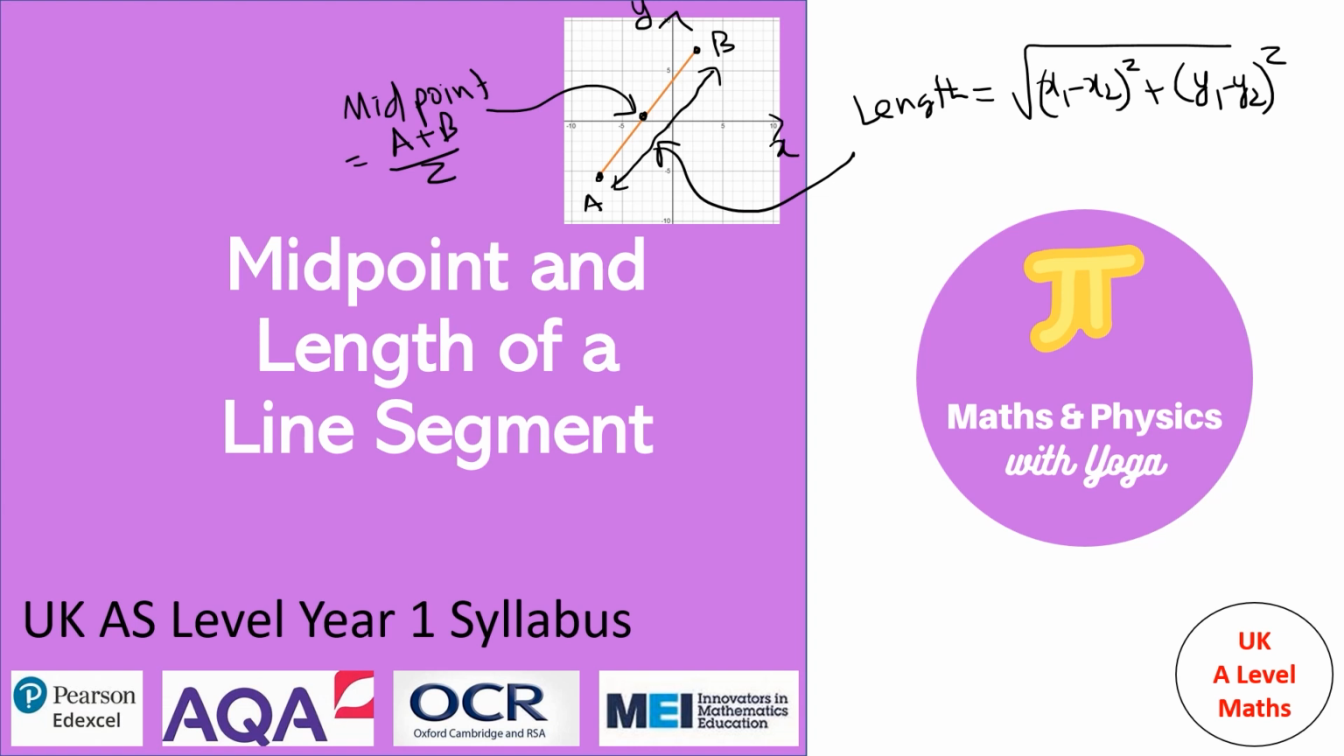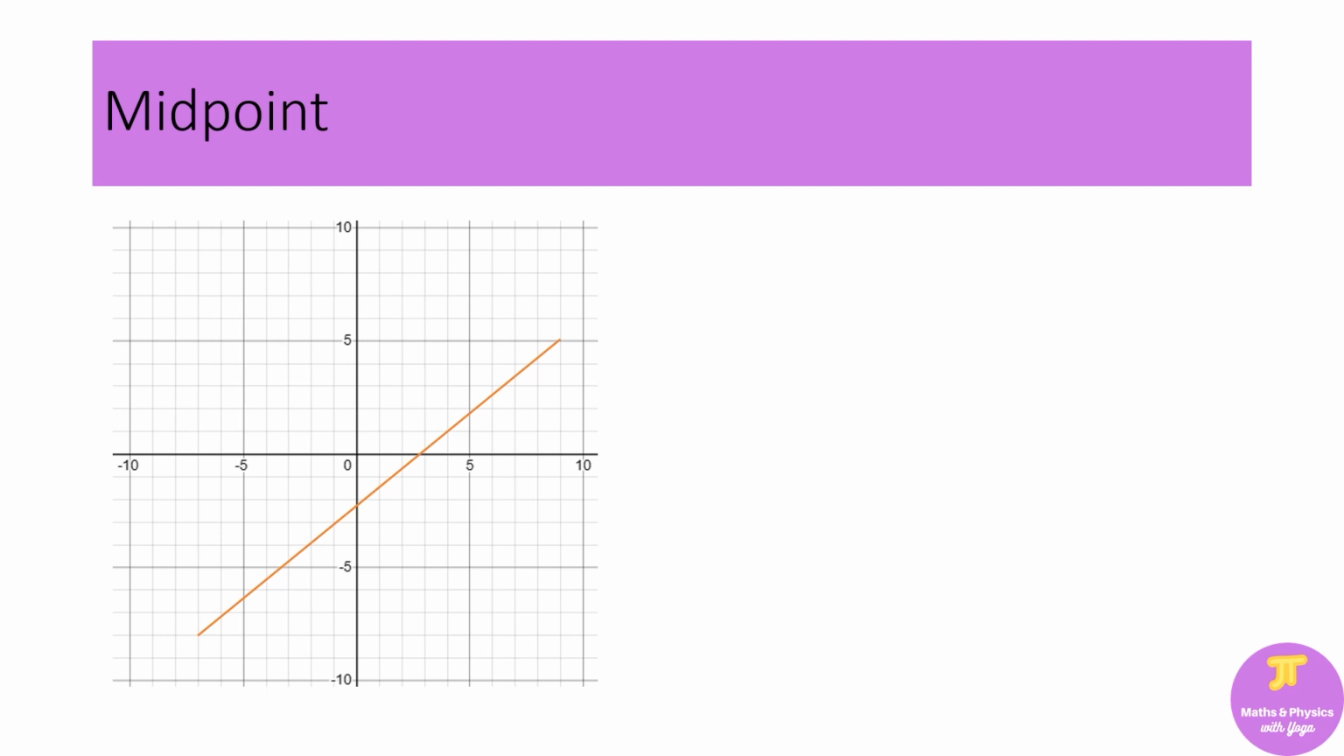In this video we are going to learn how to find the coordinate of the midpoint of a line segment, as well as the length of a line segment. If you look at this graph, there's a line segment. Let's call this point A and this point B, and we know the coordinates of A and B. A is (-7, -8) and the coordinate of B is (9, 5). This is a line segment, so we should be able to find the coordinate of the midpoint M.